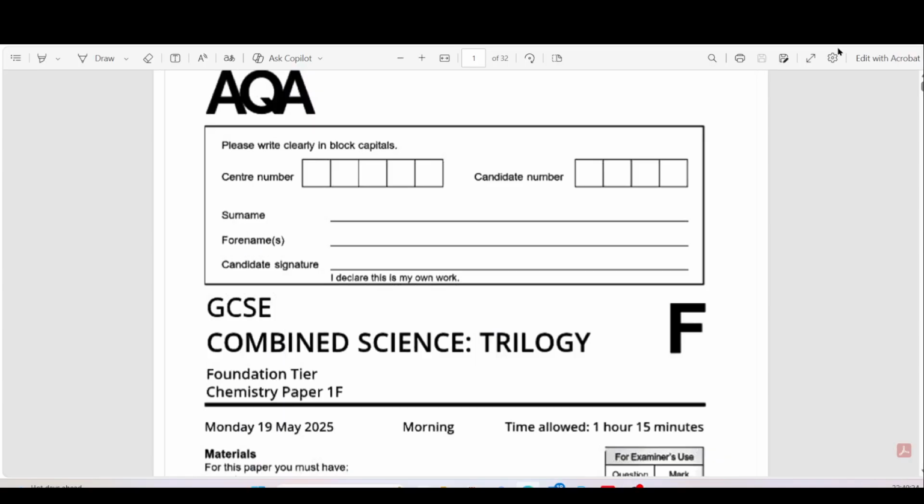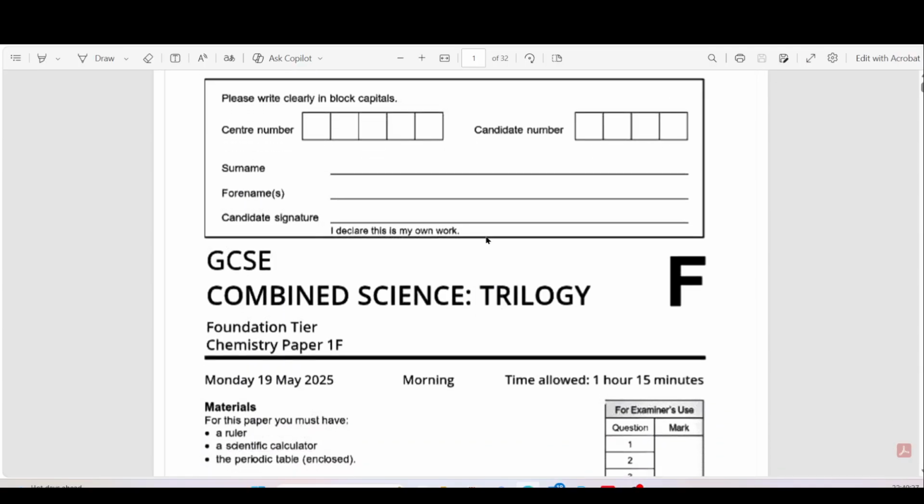Hello everyone. So today we are going to solve this GCSE Combined Science Foundation Paper 1 of Chemistry.